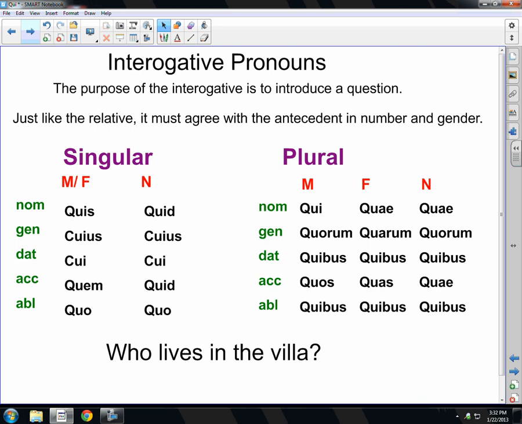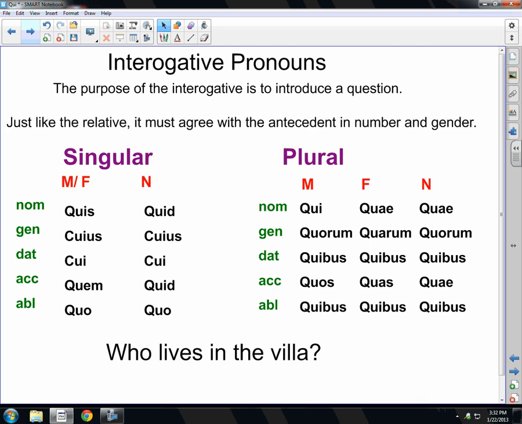Now, just like the relative, it must agree with the antecedent. So if I'm looking for a singular girl or a singular guy, I'm going to use either quis, quis, cuius, cui, quem, or quo. If it's neuter, then I'm going to use quid, quid, cuius, cui, quid, or quo. If it's plural, and I'm looking for masculine, I'm going to have to deal with these words. If it's feminine, these words, and if it's neuter plural, I use those. But it has to agree with what I'm asking about. For a person, and maybe I don't know if it's a guy or a girl, I'm going to use quis for this who, because who is being used as a subject. So just like the relative, it has to agree with whatever the antecedent may be.